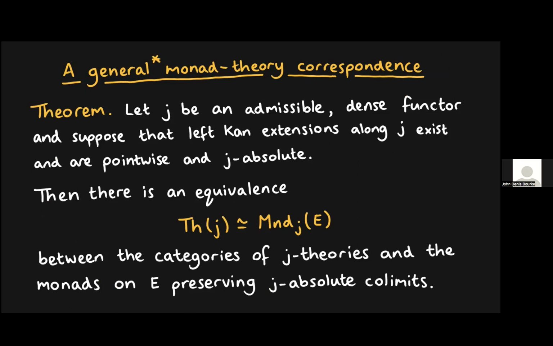So from these conditions, we can form a general monad theory correspondence. So again, we have J satisfying the same assumptions as the previous slide. And in these conditions, we have an equivalence between the J theories and the J-ary monads, where the J-ary monads are those preserving J absolute colimits.